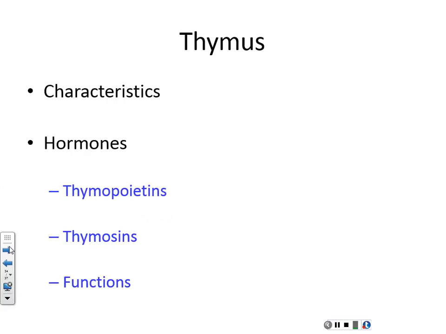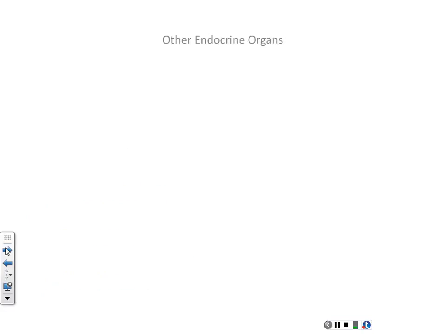Thymus, this is one that's involved in the immune system, right? It produces thymosins and thymopoietin, which stimulate the maturation of T cells. T cells are involved in immunity. So we know about that.